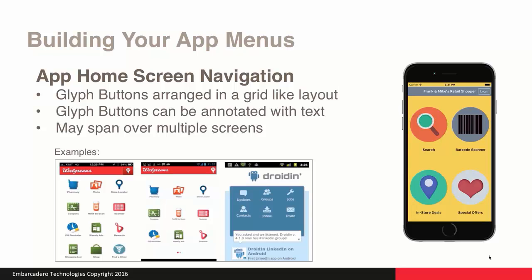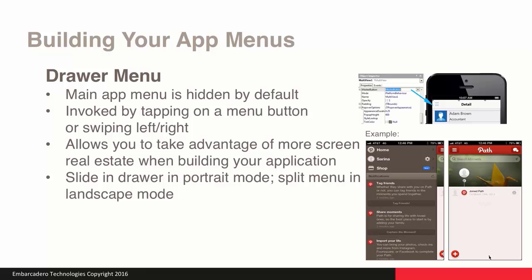Glyph buttons can also be annotated with text. And this is also something that could span across multiple screens. So for example, you could set up a client-aligned tab control with multiple tabs, set the tab position to none. That would allow you to display and work with the tabs as views, so to speak, and then you could have multiple tabs that show glyph buttons arranged in a grid-like layout, so you'd be able to swipe between multiple home screens.